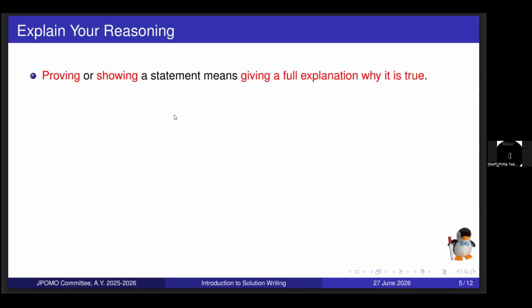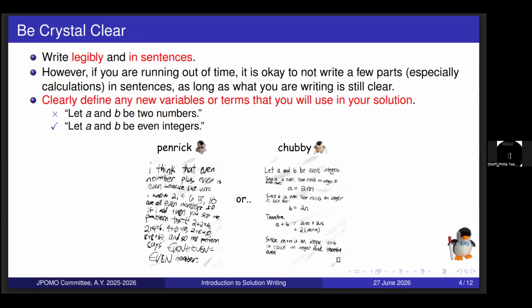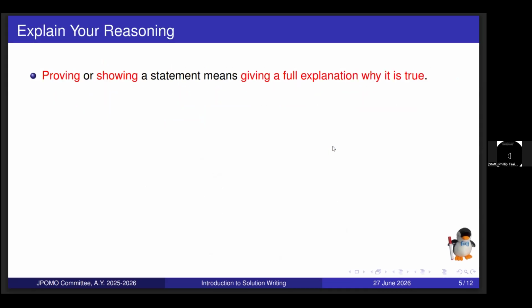Also, you have to explain your reasoning. Proving or showing a statement means giving a full explanation on why it is true. In Penchick's solutions here, for example, they just listed an example. For example, 2 plus 2 equals 4, 2 plus 4 equals 6, etc., and the pattern goes on. But the thing is, they haven't proven the pattern goes on. So that's not a full proof, unlike Chubby, who proved it generally for the general case.